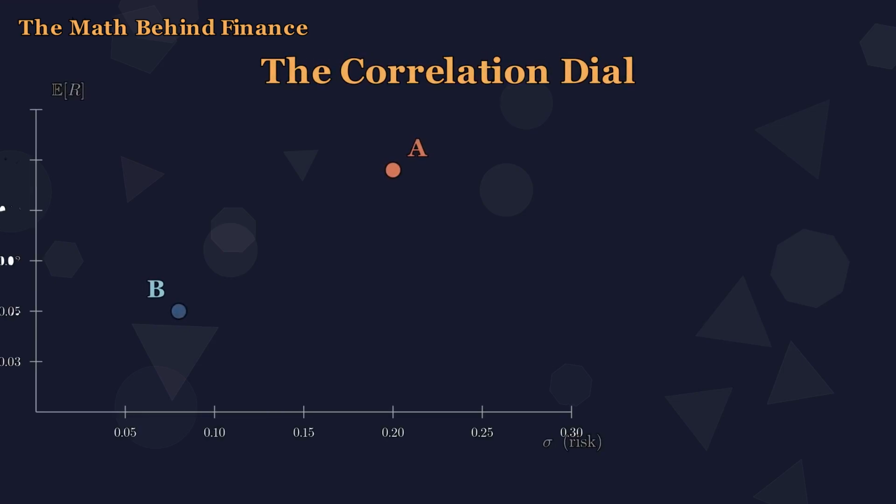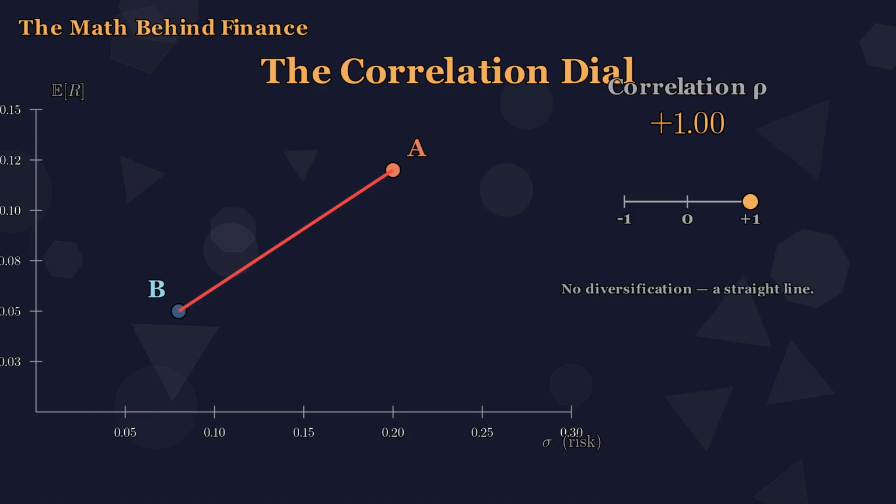Back to just two of our three assets: the stock, asset A, and the bond, asset B. Section 2 told us that a portfolio's variance depends on one number hidden inside the covariance matrix. That number is the correlation, ρ. Let's turn it like a dial and watch what happens to every possible mix of these two assets. When ρ equals +1, the two assets move in perfect lockstep. Mixing them gives you no diversification at all, just a straight line between the two points, averaging exactly as intuition predicts.